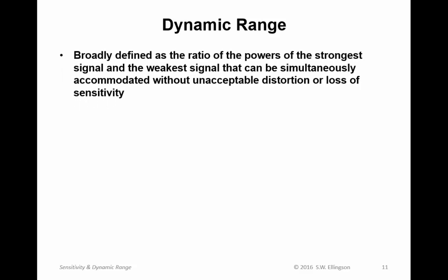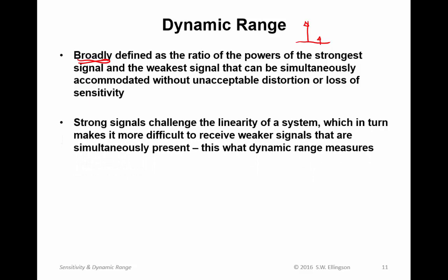Now, dynamic range. Dynamic range is broadly defined, and I emphasize broadly, as the ratio of the powers of the strongest signal and the weakest signal that can be simultaneously accommodated by something like a receiver without unacceptable distortion or loss of sensitivity. The way to understand that is to imagine what you have with one signal. If that signal is sufficiently large, we have a linearity problem. If that signal is too small, we have a sensitivity problem. So there must be a range of signal values for which we can operate this receiver, and for which neither linearity nor sensitivity will be a problem, so that we can accommodate both issues.